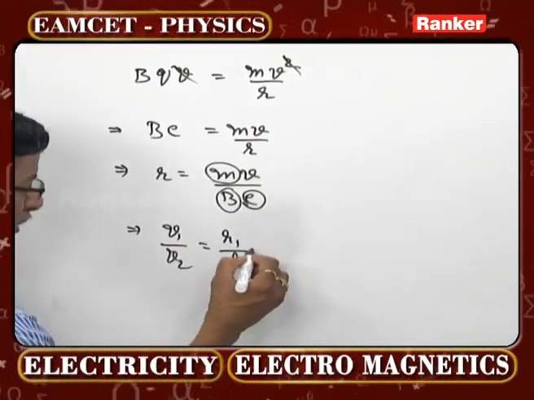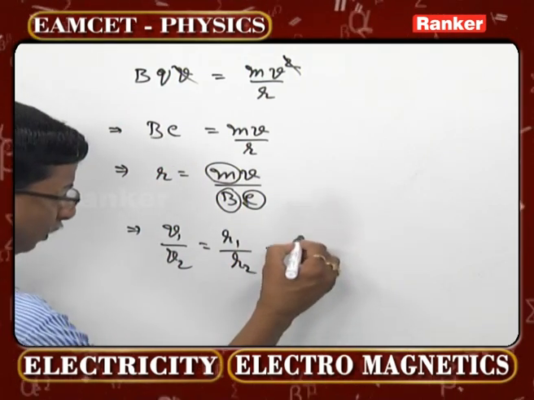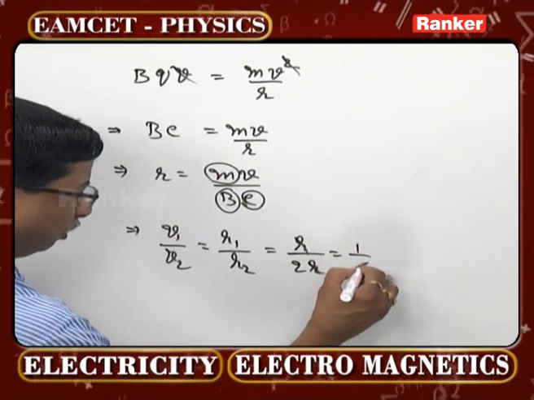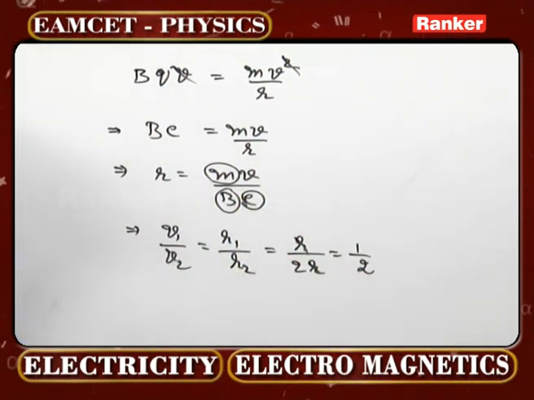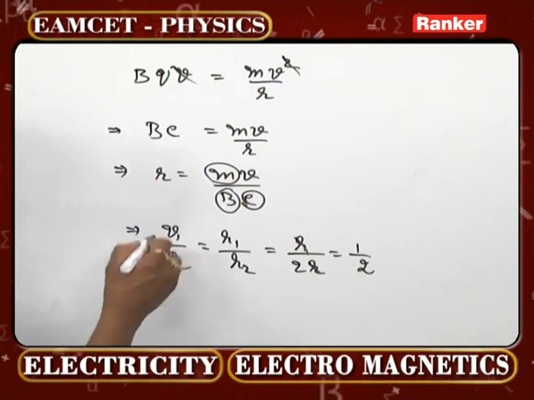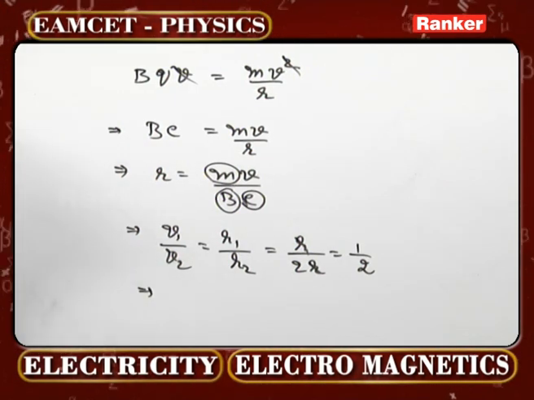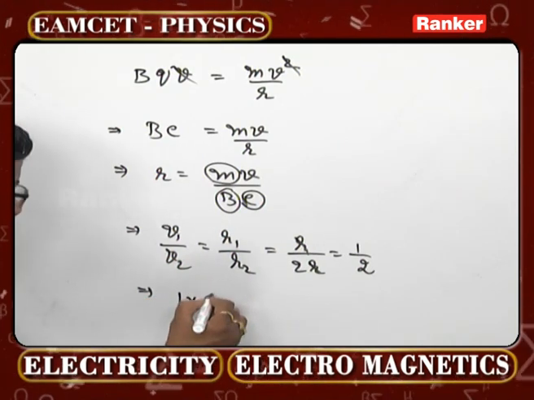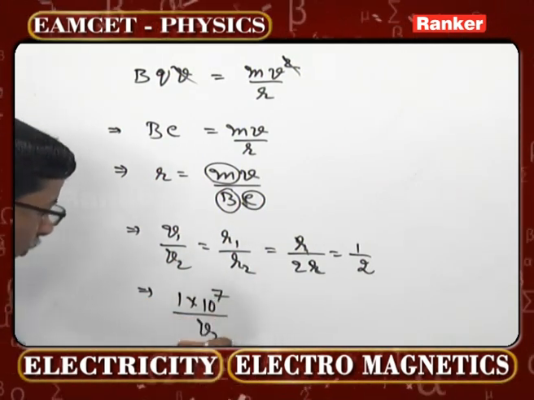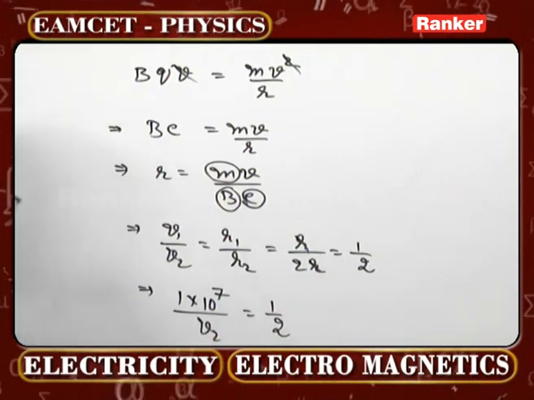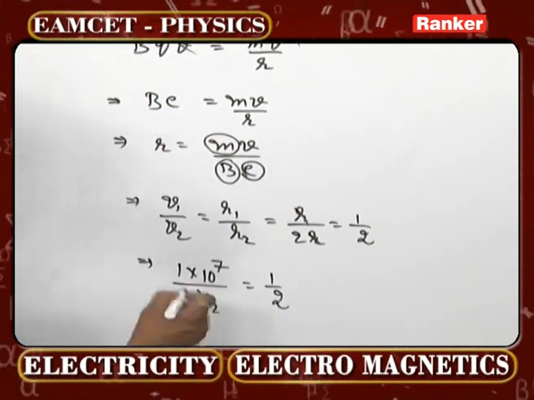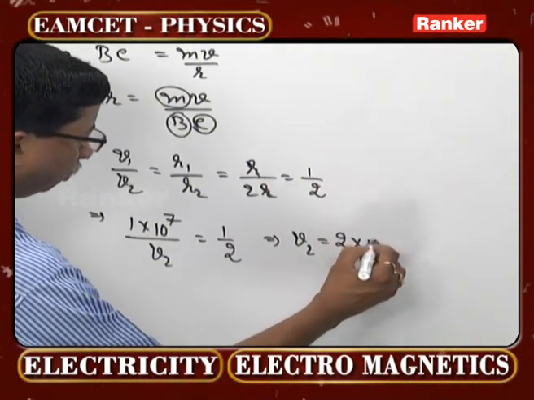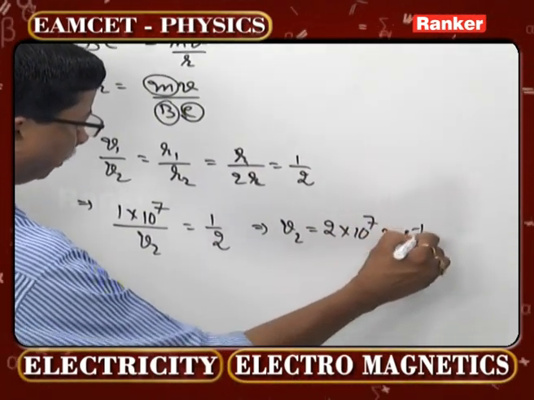But what has been given here now? The radius of the second electron is twice the radius of the first, that is given. So 1 by 2 we can write directly there. Now, what is the velocity of the first electron? He has given 1 into 10 to the power 7. So 1 into 10 power 7 by V2 is equal to 1 by 2. That is actually the concept. So if you cross multiply this one, V2 becomes 2 into 10 power 7 meter per second.